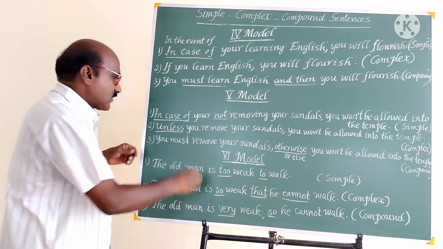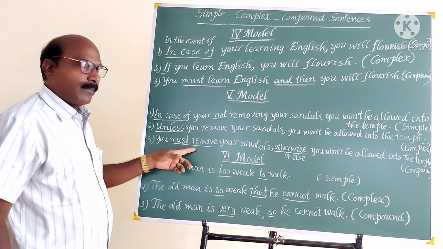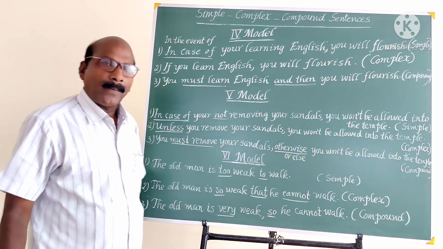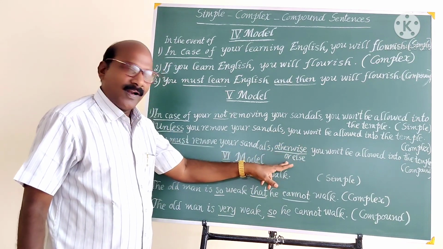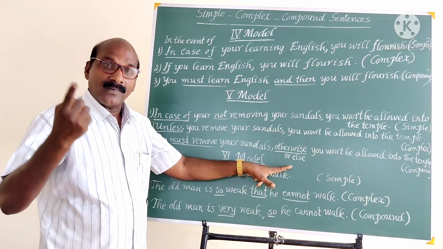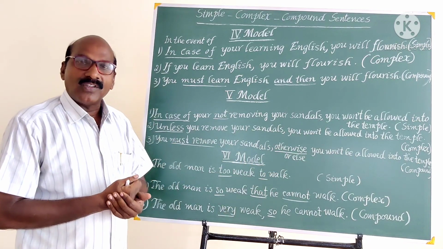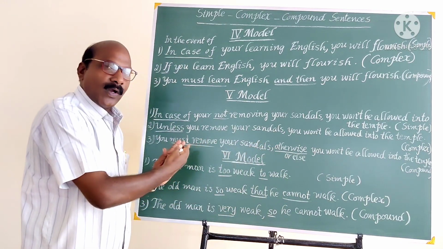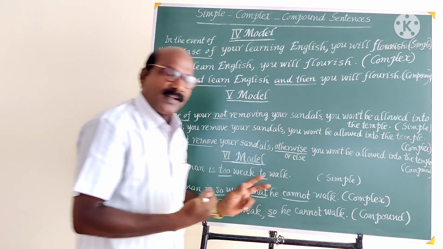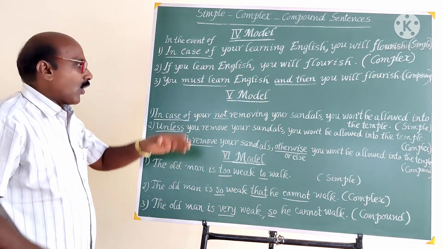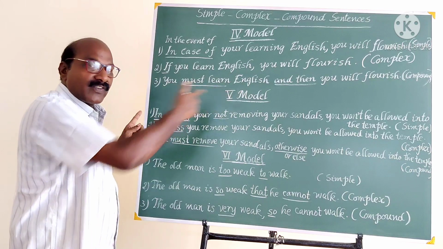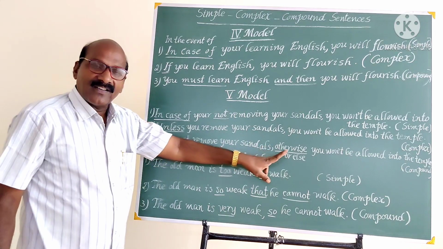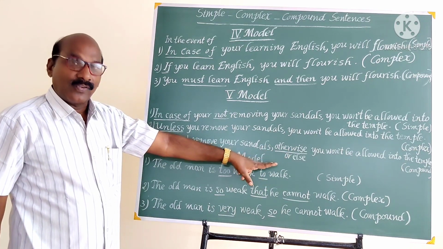And this one, you must remove. Here also you should use must plus V1. You must remove your sandals, otherwise you won't be allowed into the temple. Otherwise, or else, or not, you won't be allowed into the temple. This is the combination of two main clauses. You must remove your sandals, one main clause. You won't be allowed into the temple, another main clause. So in this model, if you find in case of plus not, you should use unless to form a complex sentence, and otherwise or else or not to form the compound sentence.